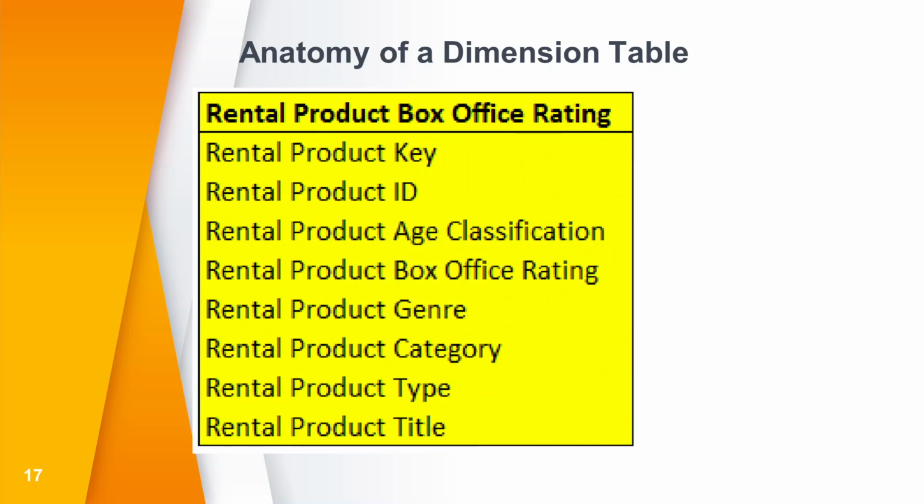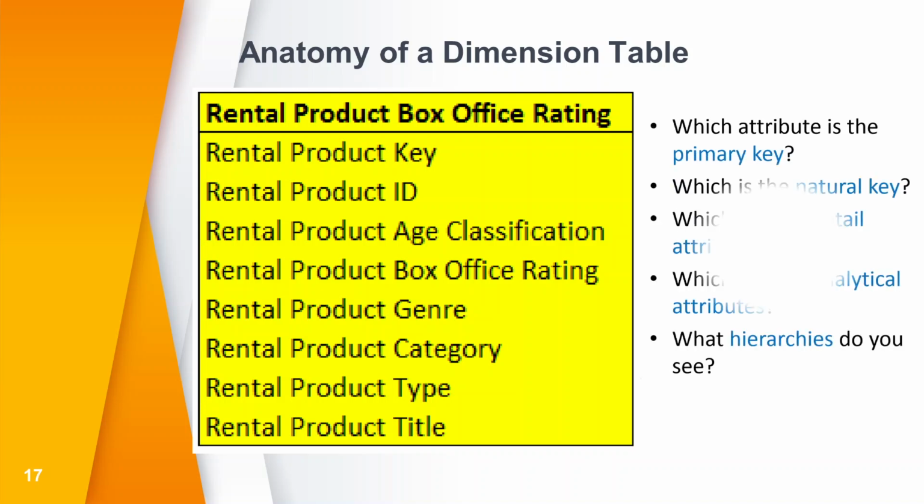Okay, so let's try to analyze the anatomy of the dimension table. A dimension table usually consists of several parts. It consists of a primary key, natural key, detail attributes, and some analytical attributes. Sometimes there are also hierarchies included in the dimension table. But given this particular example, which of these are considered our primary key? The rental product key is our primary key in this particular example. This is a surrogate key, which means system generated.